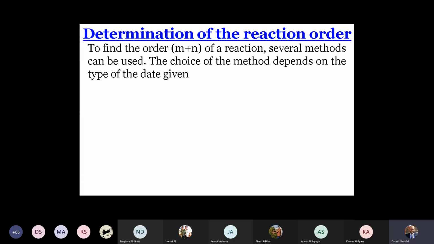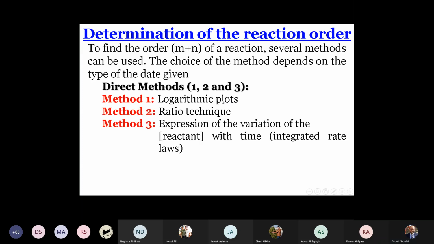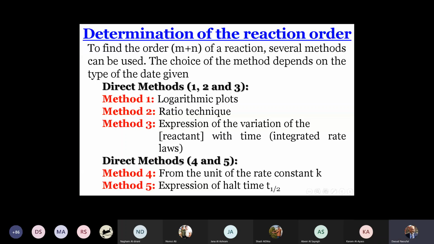By the same analogy, when you determine the order of the reaction, you have several methods. The choice of the method depends on the type of the data given. We have direct methods, methods 1, 2, and 3, and we have indirect methods, methods 4 and 5.